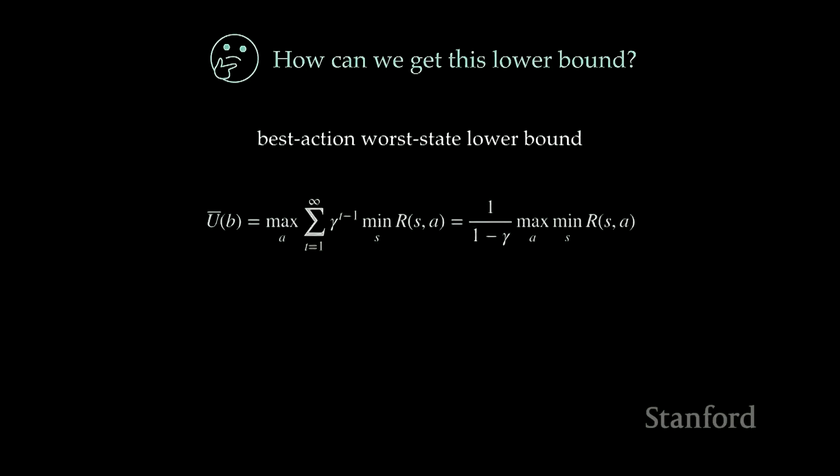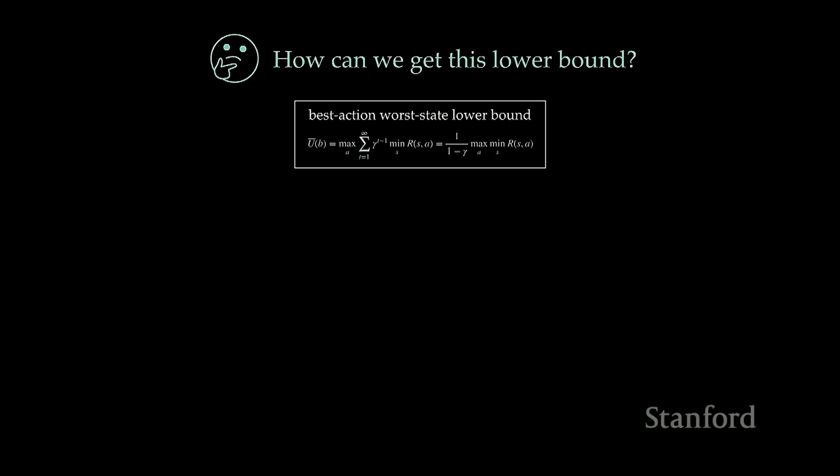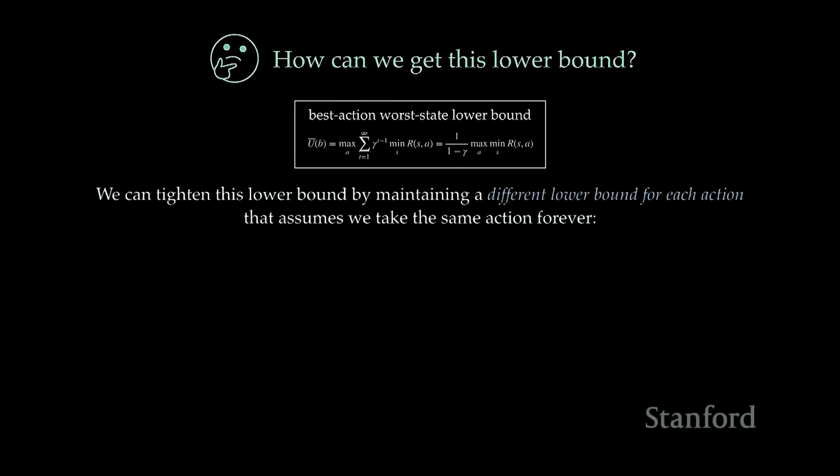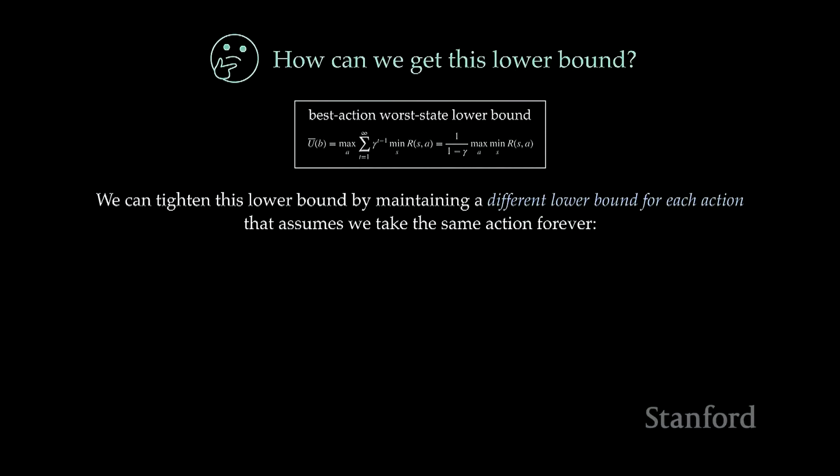There's also one way to get another lower bound. For point-based value iteration, we're actually just going to use this lower bound. But just for completeness of what's in the book, you can actually get a slightly tighter lower bound by maintaining a different lower bound for every single action.